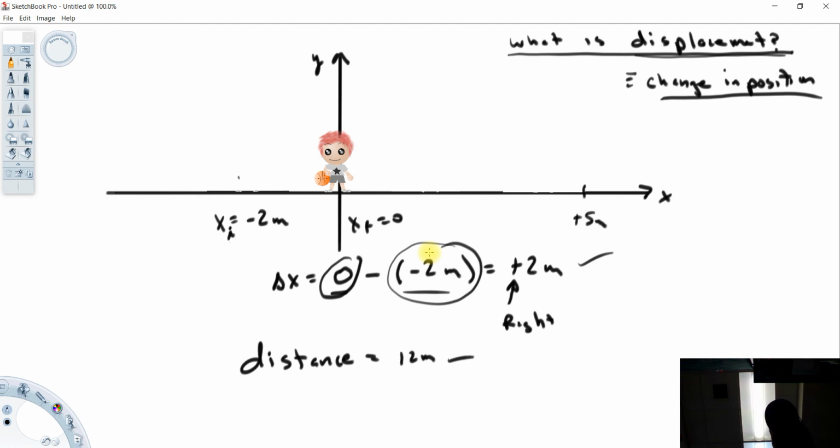So I'm going to call that good enough. I hope that this video helps answer the question, what is displacement? And hopefully after watching this video, you have an idea of how to calculate a displacement.